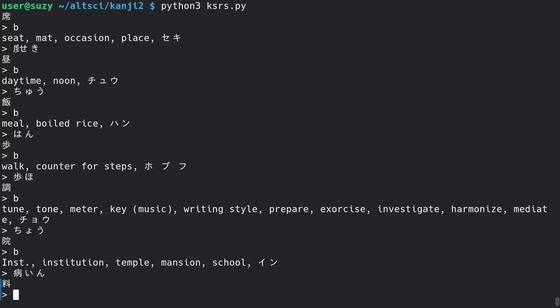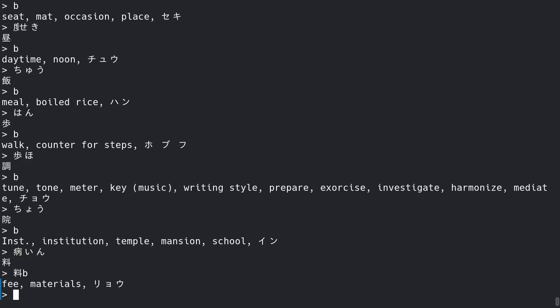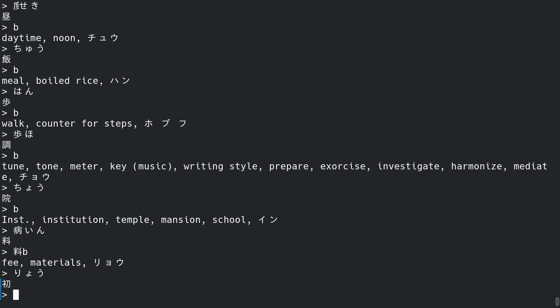Is this the one from research? Ryo? Yeah, so that's Ryo. And if you look at the back of the card, it isn't just Ryo. The onyomi is Ryo. And then this one I saw yesterday.